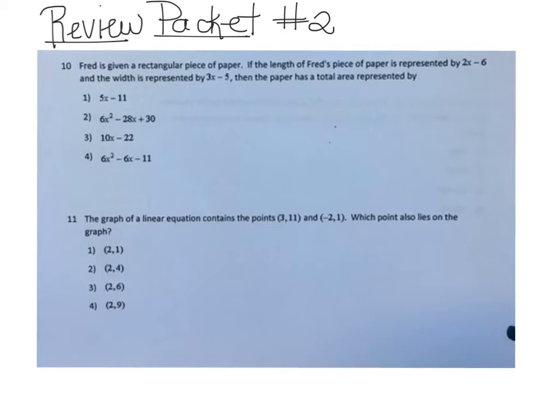Number 1 does start with the owner of a small computer repair business. Number 10, Fred is given a rectangular piece of paper. Right there, that's important information. So I would go and draw a picture of it. Rectangle. And I know I have 2 lengths and 2 widths. Opposite sides are also congruent.